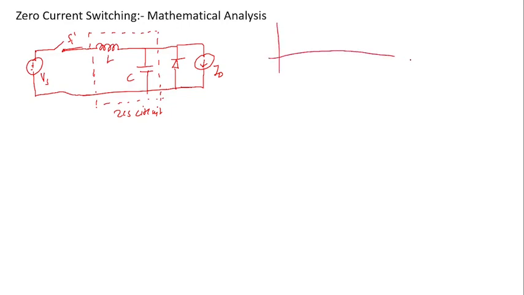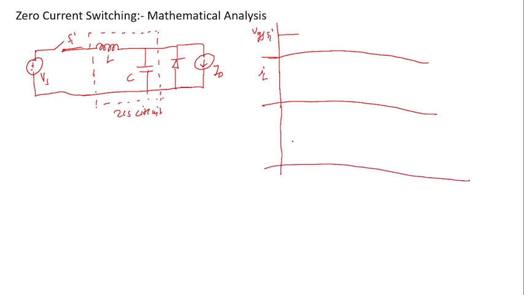Suppose here I am turning on the device. Before that, this is the VGS of S1 prime, this is the inductor current IL, and this is the capacitor voltage. Now I have turned on the device. So what will happen? Initially, let's say this is t equal to 0.